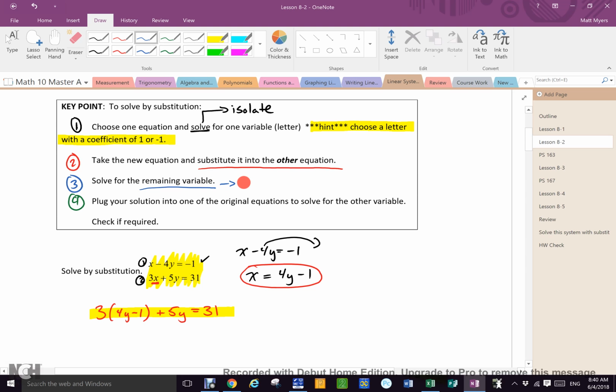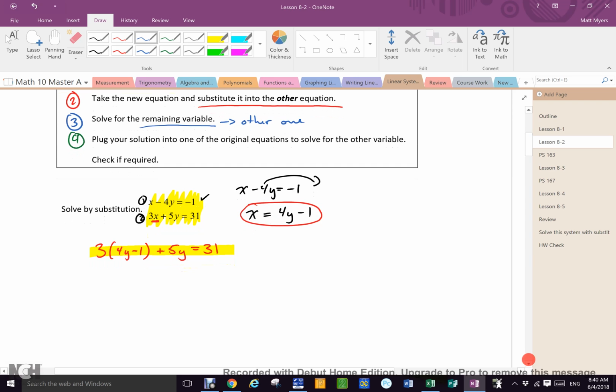Now the remaining variable is just the other one. It might be X, it might be Y, it might be M, it might be N, it might be Q, it might be lightning bolt. You don't know. Whatever you didn't use there, you're fixing here. Now, how do I solve that? What about that do you not like? Don't like the 3 outside the brackets, but fortunately we did unit 4 and know how to deal with that. That is 12y minus 3 plus 5y equals 31. Because I distributed. Now what?